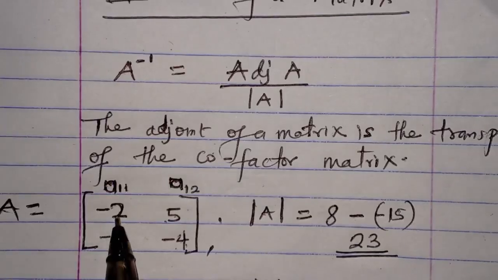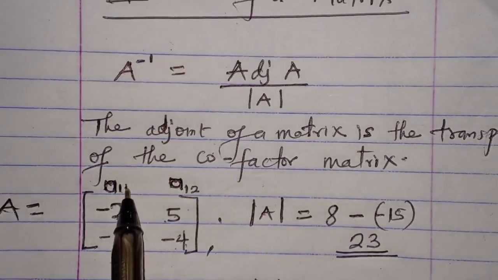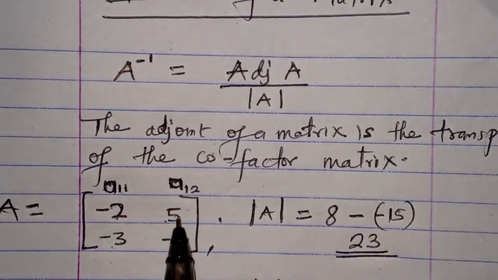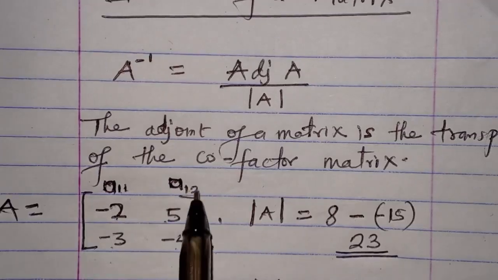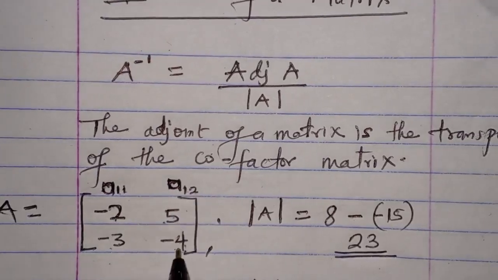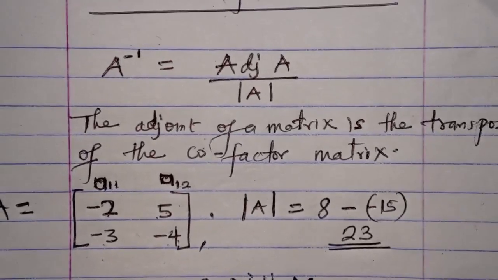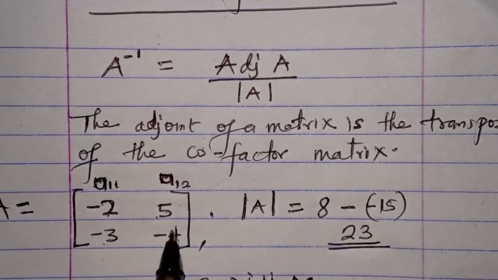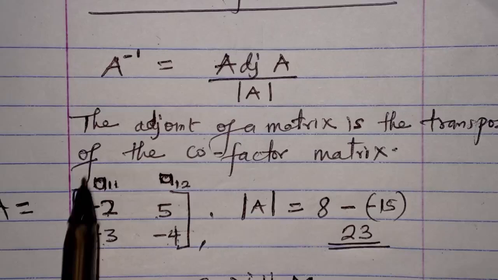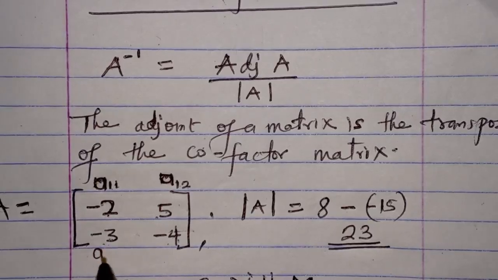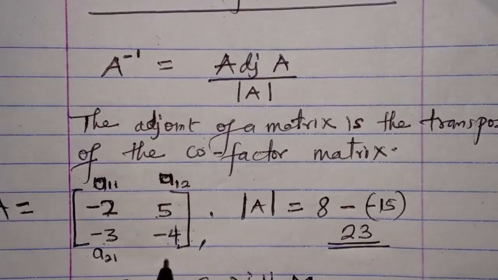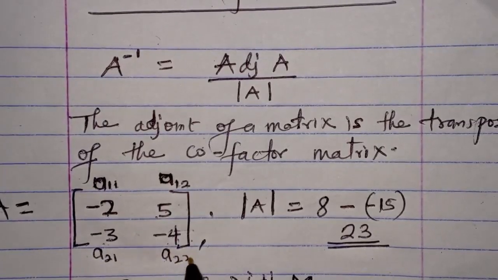It is very easy to determine the minor. This element here, minus 2, is in the first row and in the first column. 5 is in the first row and in the second column. Minus 3 is in the first column and in the second row, that means the second row and the first column, so I'll write A21. Minus 4 is in the second row, second column, A22.